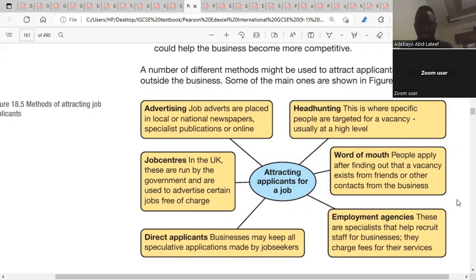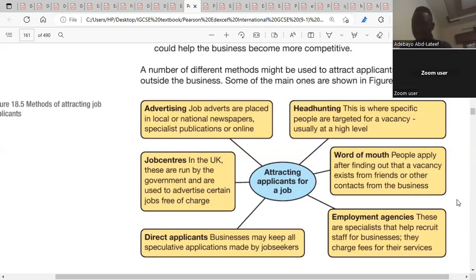You can use job centers. These job centers are run by government. They don't charge you. You just go there. If you are a company that needs workers, you can just place your advert there. They help you to advertise so that you get workers.